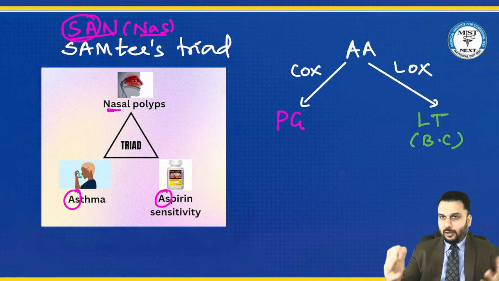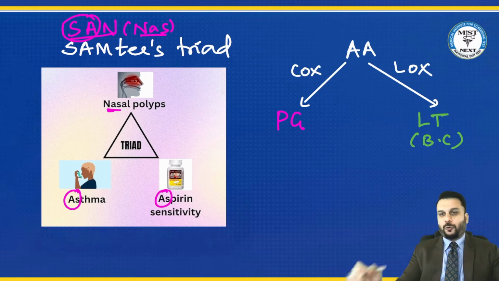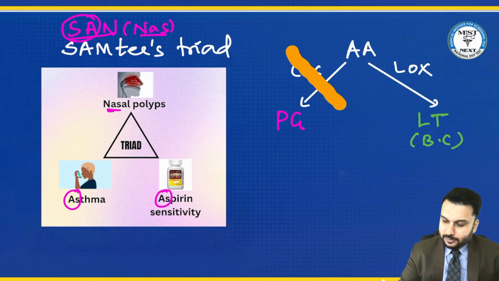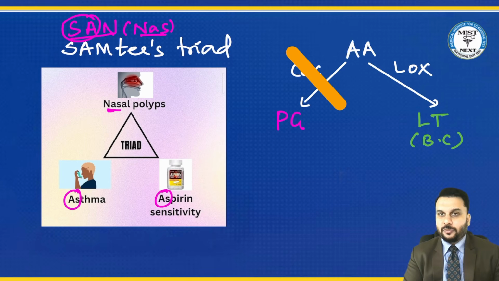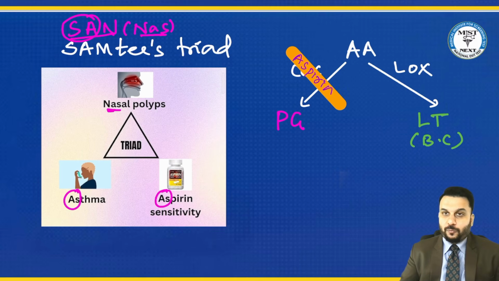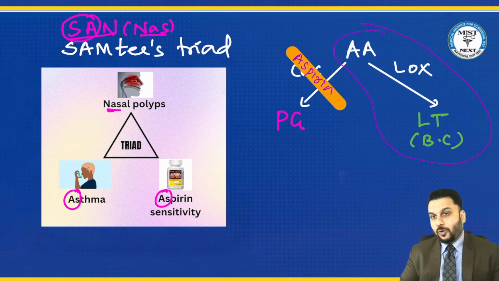Now, this pathway will split into two. But when you give drugs like aspirin or NSAIDs, they block the COX pathway. Example, aspirin I'm writing here. When you give aspirin, it will block this pathway. So forcibly, the arachidonic acid will now shift towards which side? Towards the leukotrienes, and it will cause asthma. Bronchoconstriction will happen and this will cause asthma.